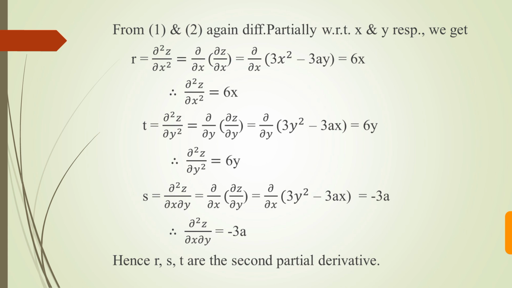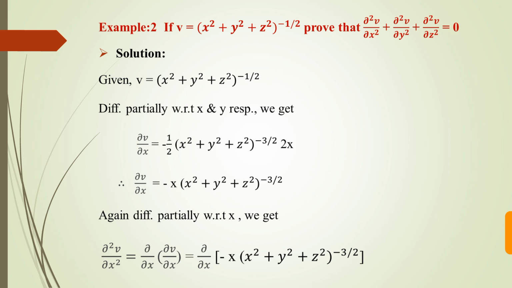In the same way, we can take the second partial derivative of z with respect to y, that becomes ∂²z/∂y². We denote it by small t, and it becomes 6y. Okay, and the mixed second partial derivative of z with respect to x and y is denoted by small s, is equal to minus 3a, and hence r, s, t are the second partial derivatives of z.